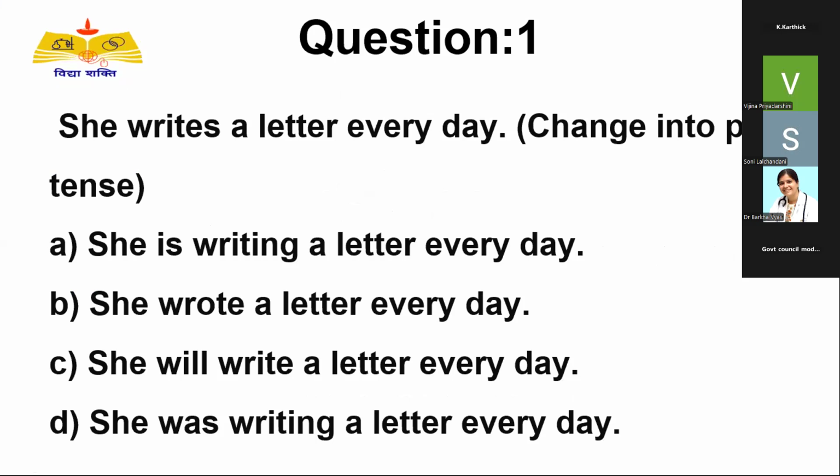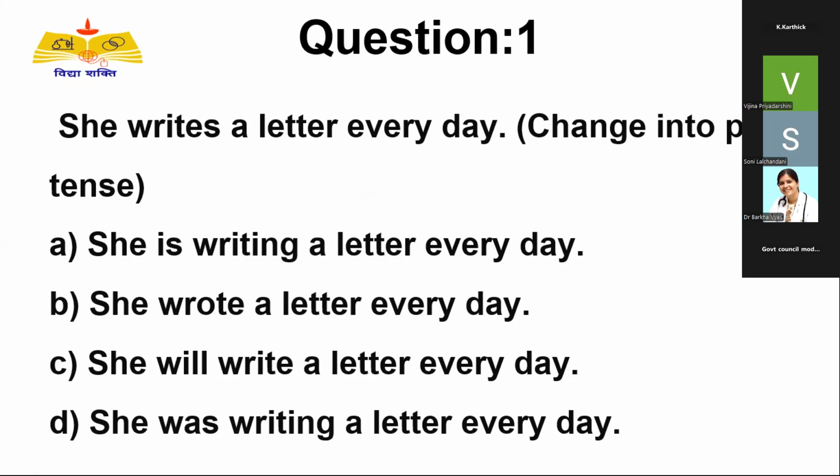The first question is: she writes a letter every day. Change into past tense. A, she is writing a letter every day. B, she wrote a letter every day. C, she will write a letter every day. D, she was writing a letter every day.